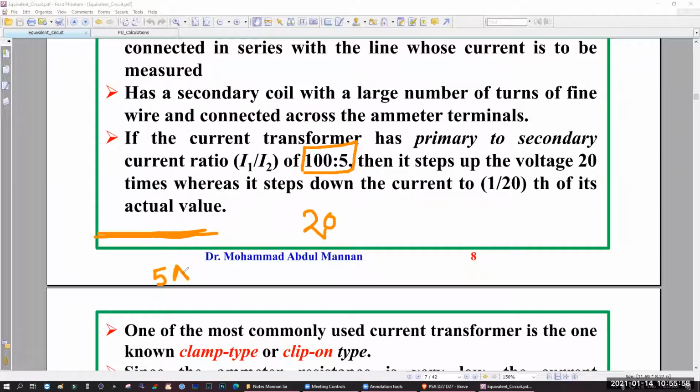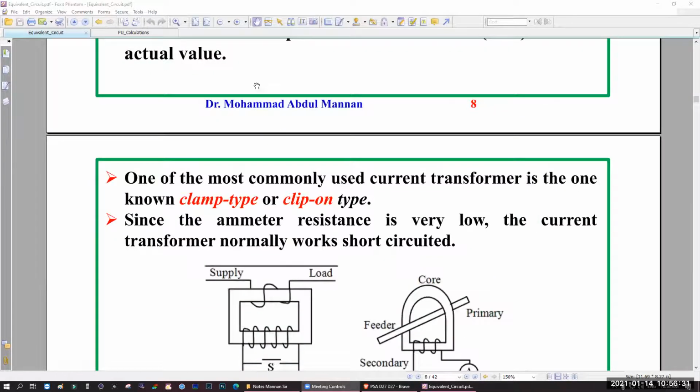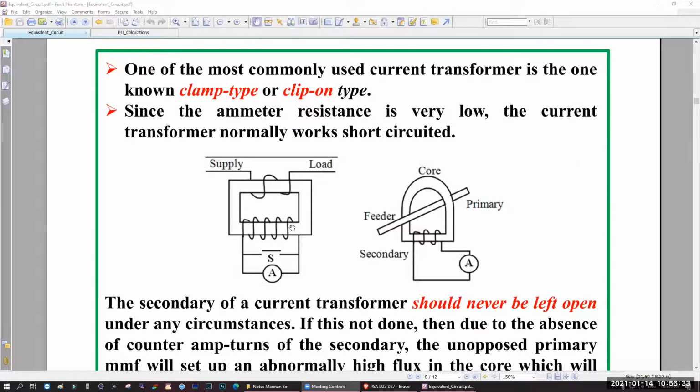Understood? Now you can measure it using any ammeter. Now after measuring your current with your ammeter, you got 4.5 ampere of current, right? In your ammeter, you got 4.5. But it is 20 times less, right? So you have to multiply that with 20. So that will be your final result. So this is the work of current transformer. You can read it by yourself. This is a current transformer thing.